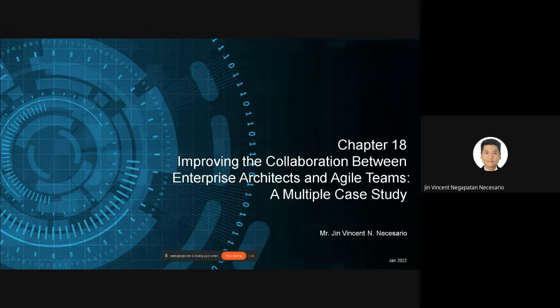I decided to choose chapter 18. So the title is improving the collaboration between enterprise architects and agile teams, and it is a multiple case study.